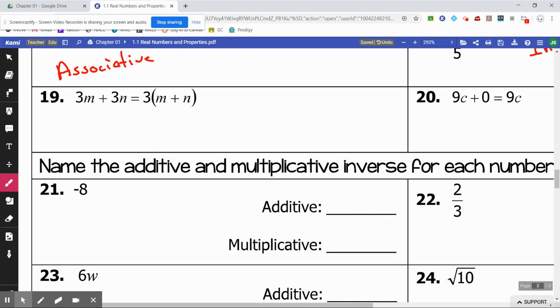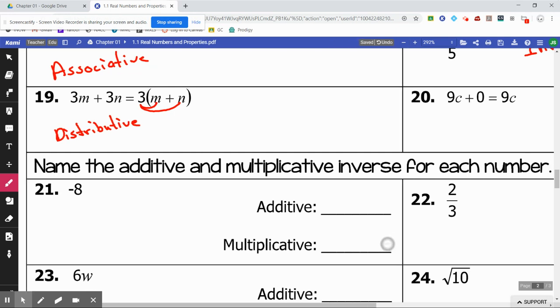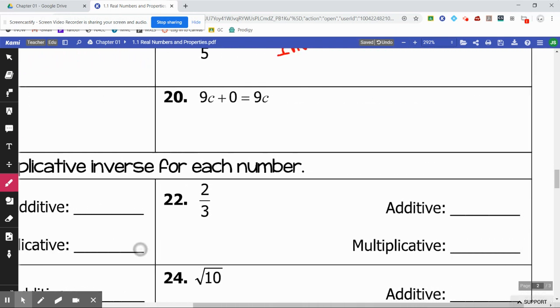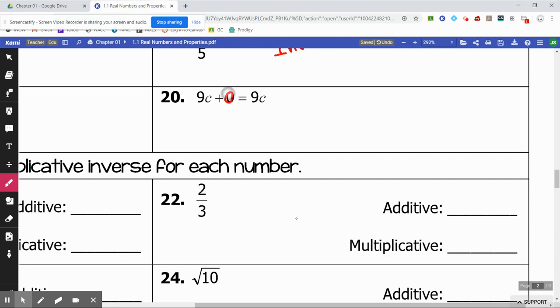This is still the distributive property, just backwards, 3 times m, 3 times n. Now later on, we'll remind you that the distributive property in reverse is called factoring. So that's actually a factoring problem there. And anything plus its identity element, plus 0, would be itself. So it kept its identity by adding 0. Therefore, that'd be the identity property.